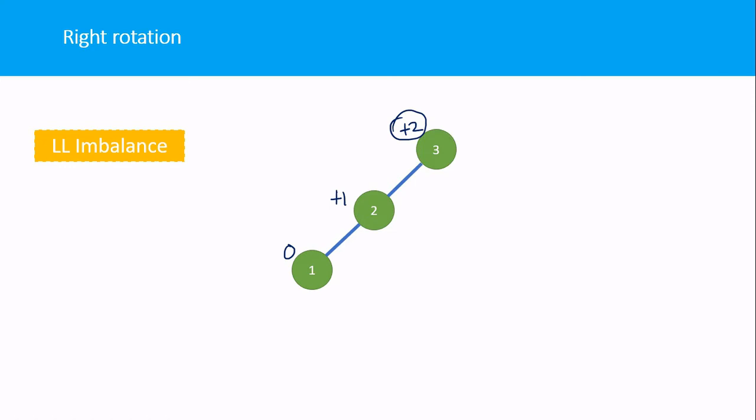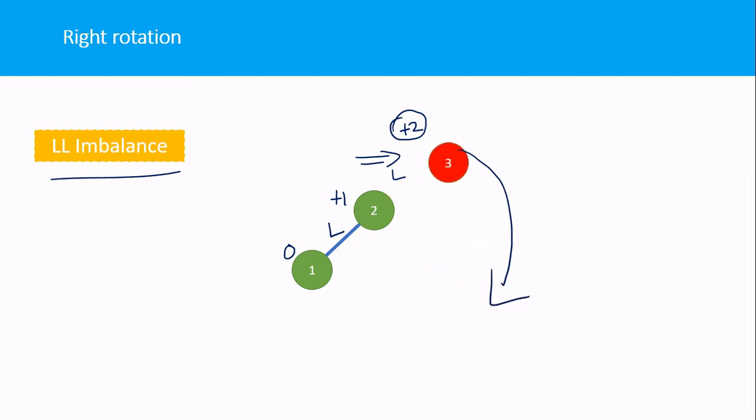So this node 3's balance factor is 2, and it occurred because we inserted a node on the left subtree of its left child. This kind of imbalance is called an LL imbalance. So when an LL imbalance occurs, what you have to do is push the node which is having the imbalance towards the right side. When we push it towards the right side, it will come down and attach as a right child of node 2.